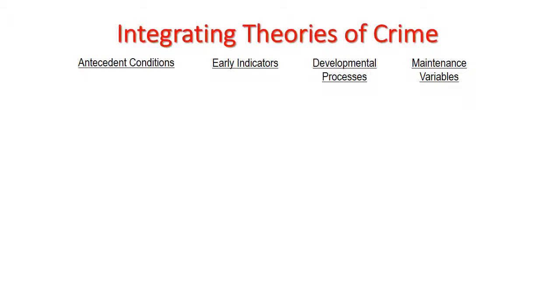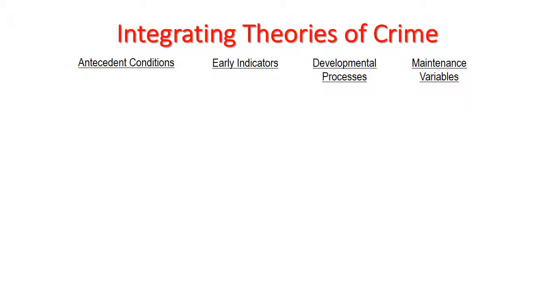In the second column, we look at the earliest indicators or the earliest symptoms of whether somebody is likely to engage in deviant behaviors or not. In the next, we look at the developmental processes that are involved in either the intensification of criminal behaviors or the intensification of pro-social or non-violent behaviors. And finally, we look at some of the variables that would influence whether somebody chooses to continue offending or not, or whether somebody continues to engage in pro-social behaviors or not.